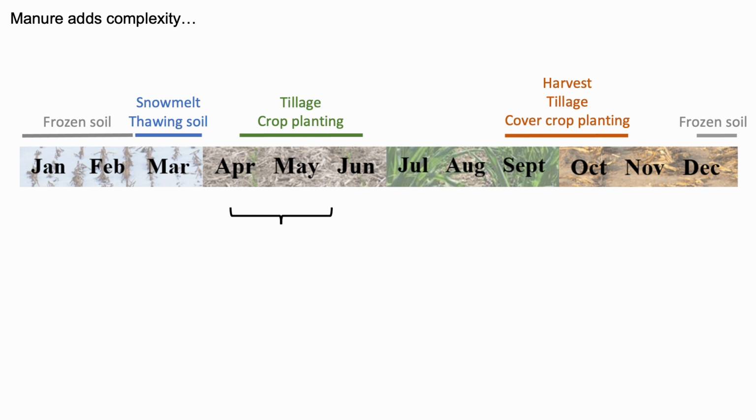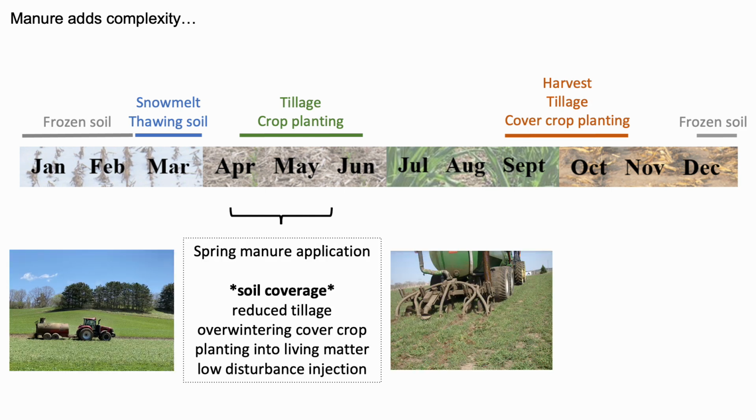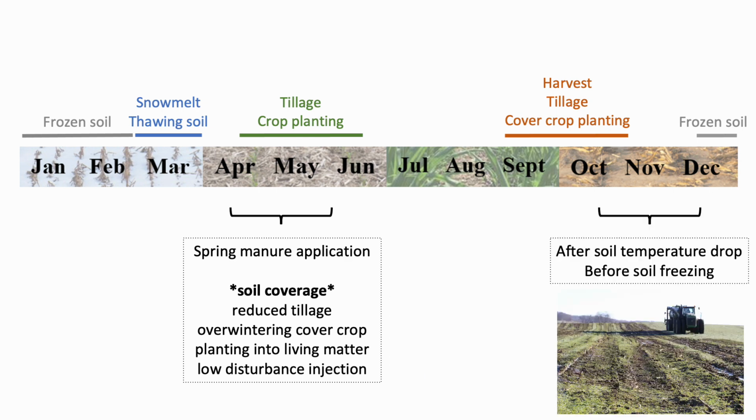Now that we know when we see the most losses, let's add in manure. Many farms like to get manure onto their fields in the spring before planting. We know there is typically limited soil coverage during this time, so to help reduce losses, maintain soil coverage by utilizing reduced tillage, planting an overwintering cover crop, and planting into living matter. In addition, use low disturbance manure injection to further limit soil and phosphorus losses.